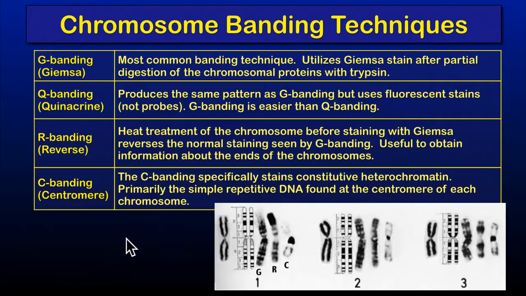And then C banding, the C stands for centromere. And with C banding, what we are staining for is highly repetitive DNA.